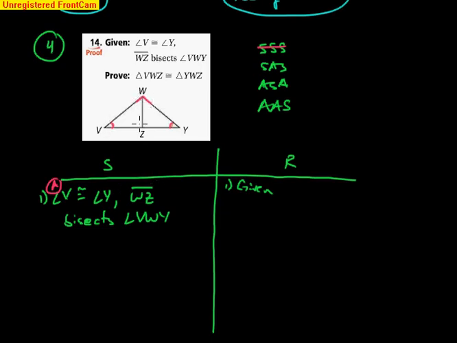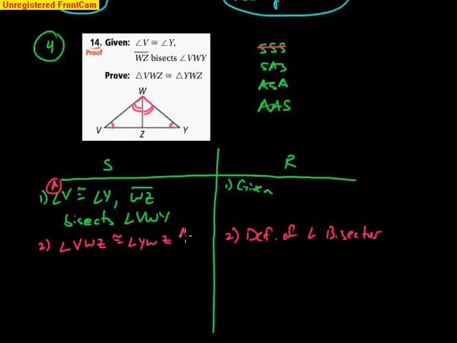Go to angle VWY. It's this angle right here. And split it into two congruent parts. 1, 2. That's the next step. Angle VWZ is congruent to angle, now follow the correspondence, YWZ. And that is because this bisected an angle. Definition of angle bisector. And there's another angle.